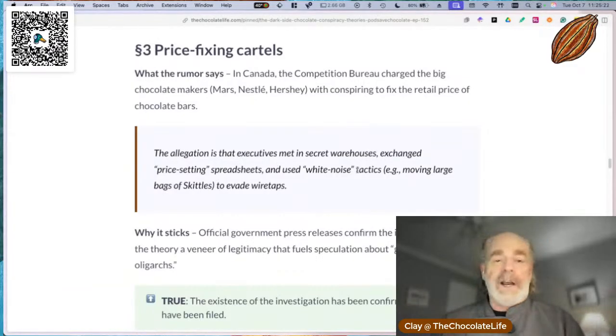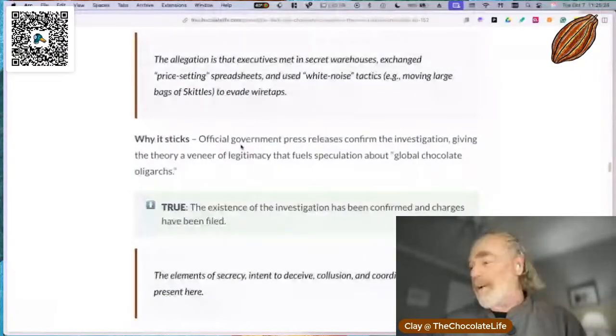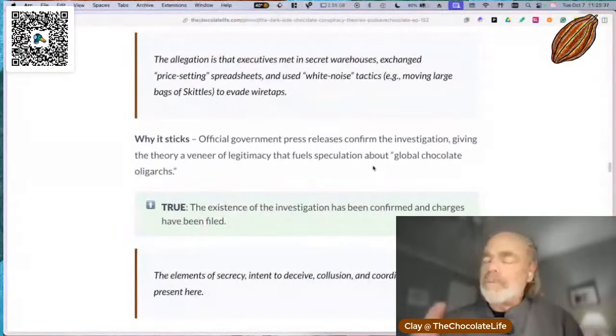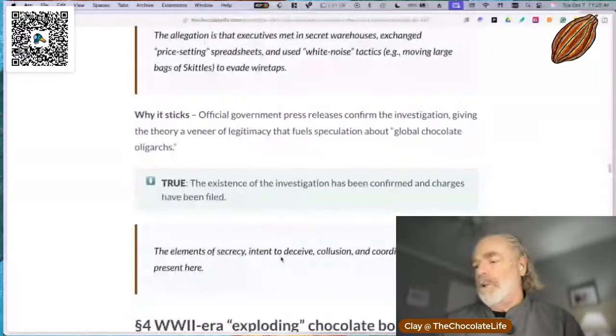So why does it stick? Official government press releases confirm the investigation, so there is some credible basis behind this, giving the theory a veneer of legitimacy that fuels speculation about global chocolate oligarchs. So number one, this is something I'm going to make more clear after the fact. The existence of the investigation has been confirmed and charges have been filed. The elements of secrecy, intent to deceive, collusion, and coordination are all present here. So in that respect, yeah, this is a conspiracy.